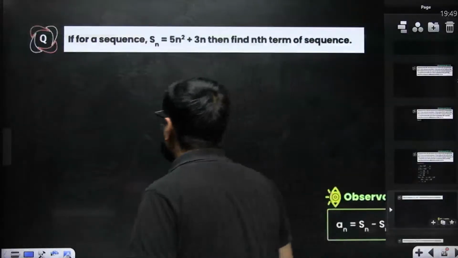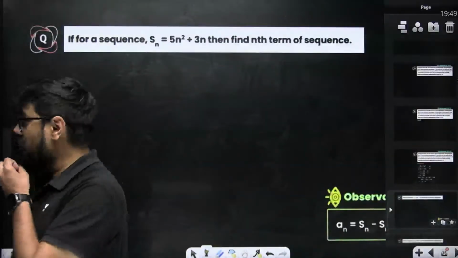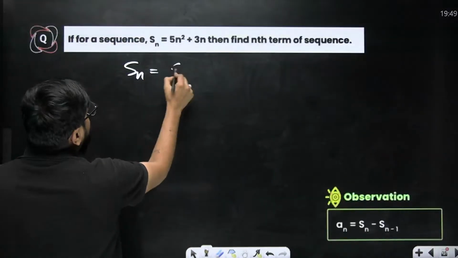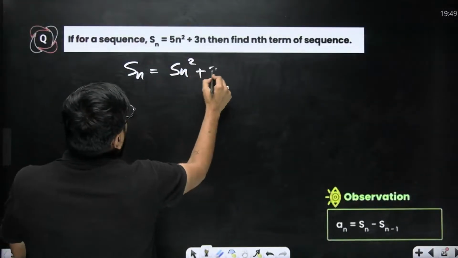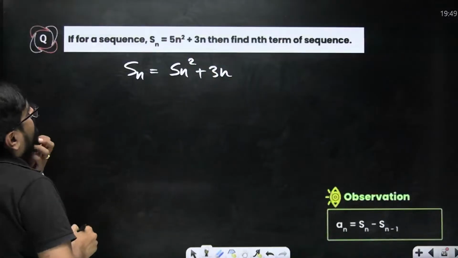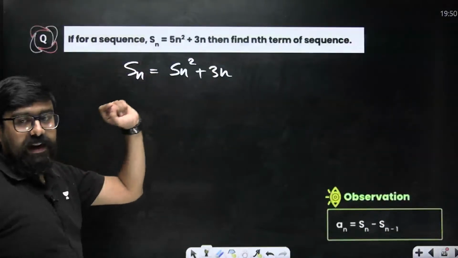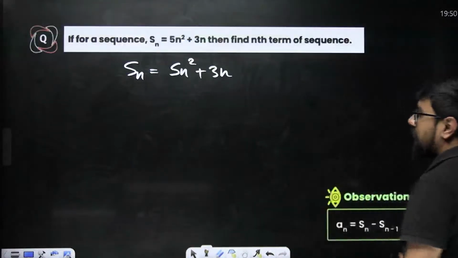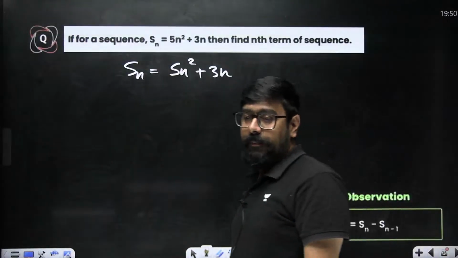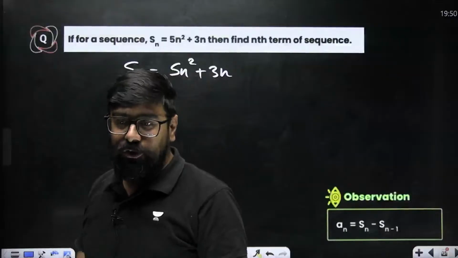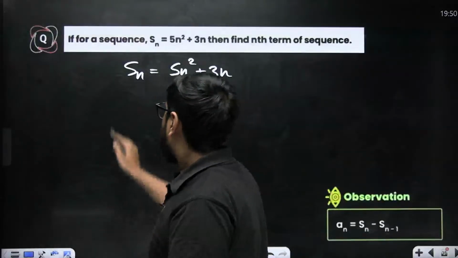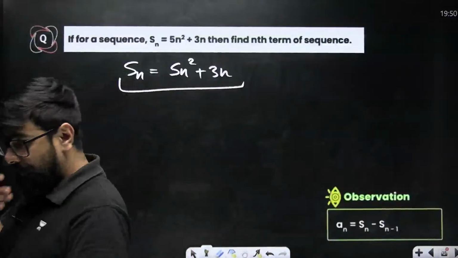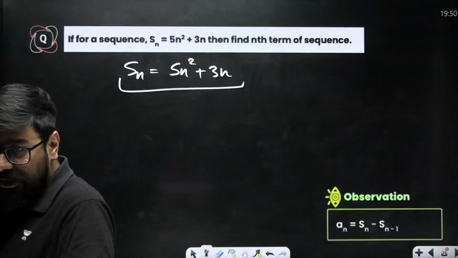All right. Sum of n terms. Understood? Now, this is saying in a sequence Sn is given to you. Sum of n terms is given to you. Then find the nth term of that sequence. Now, the first question which should come into your mind is, sir, how do we know that it is an arithmetic sequence or arithmetic progression? Obviously, that question should come into your mind. Sir, it's written for a sequence. We don't know which type of sequence, do we?